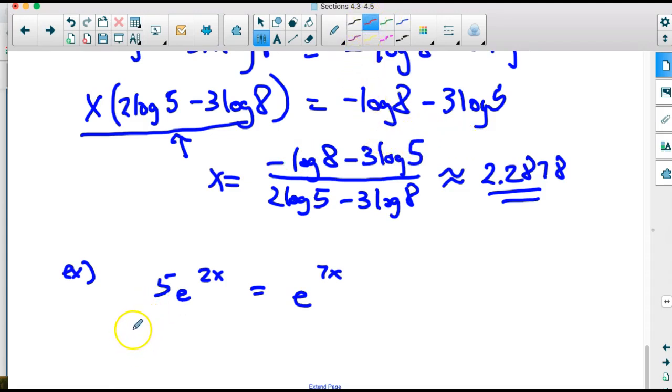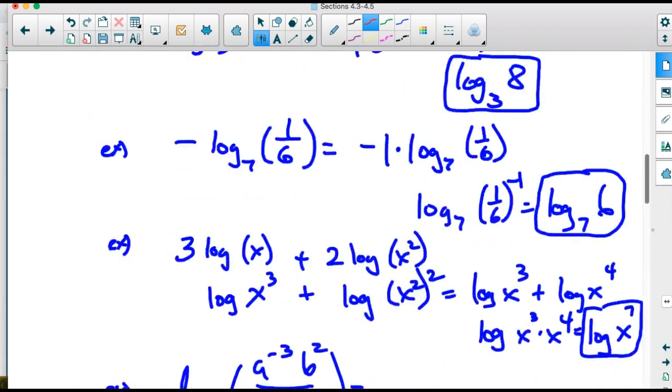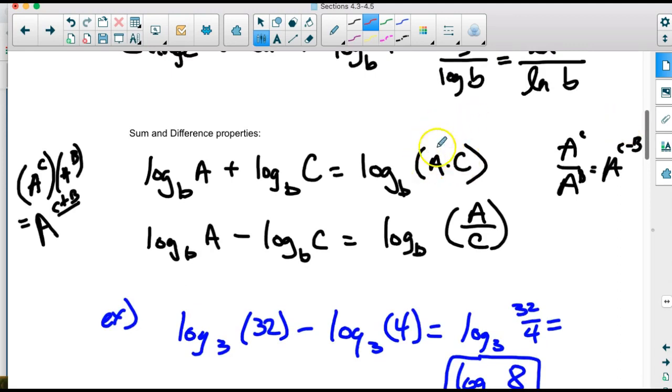So we take the natural logarithm of 5e to the 2x and the natural logarithm of e to the 7x. Well, this is a property. We're doing multiplication here, so that's this one right here. We're multiplying, so that means it's an addition problem.